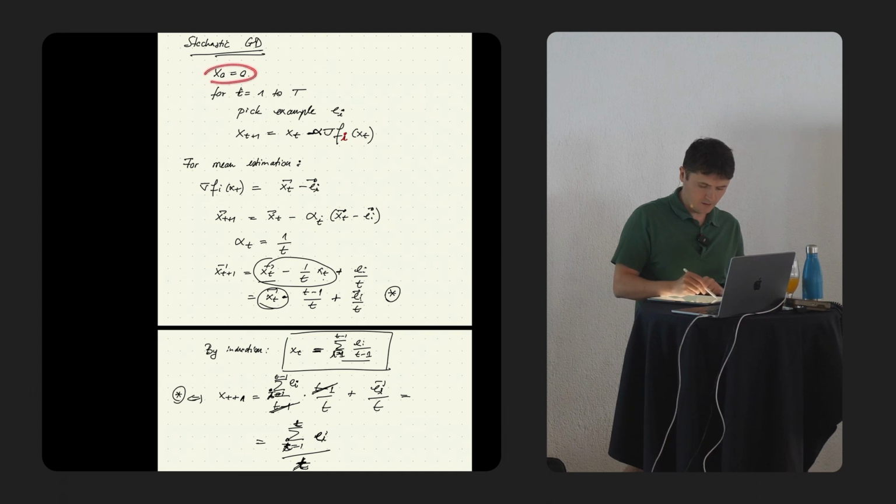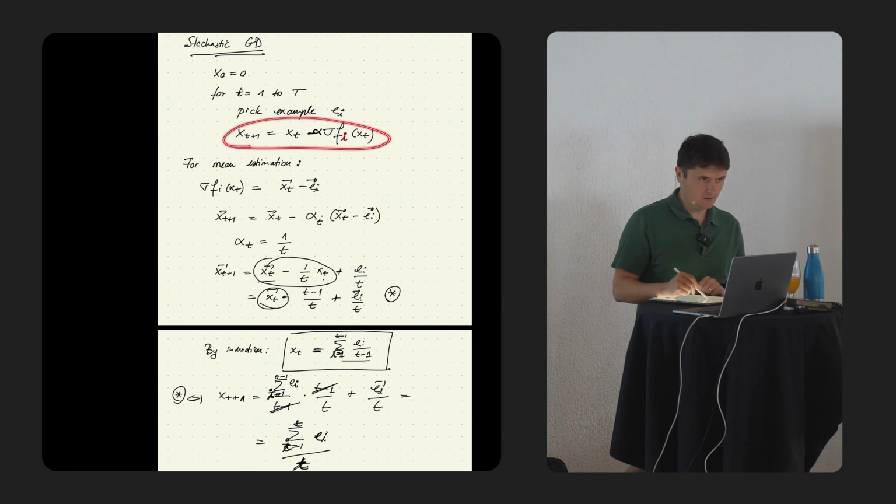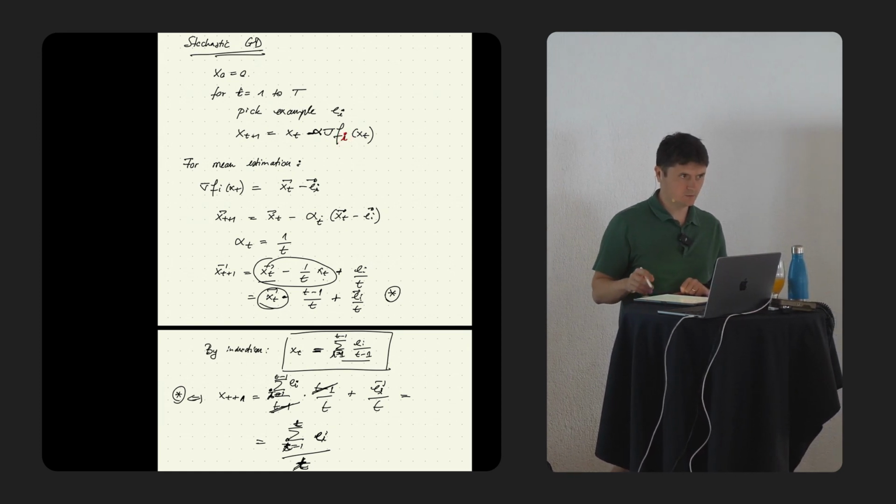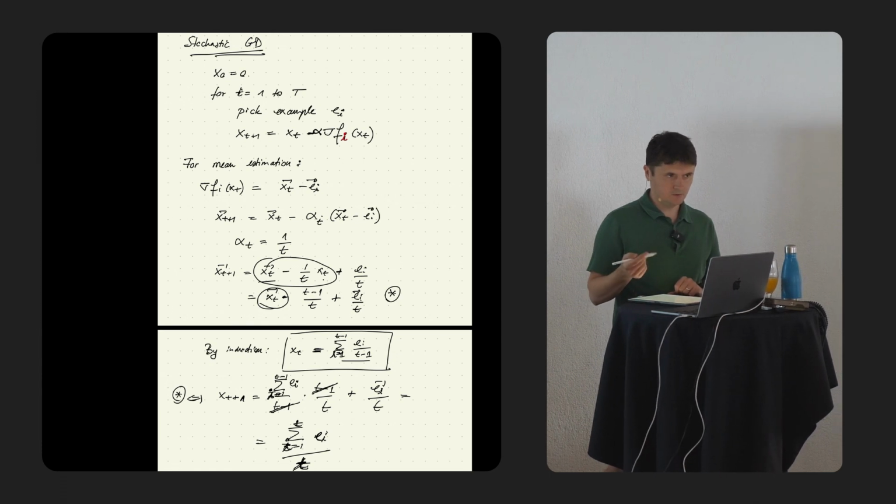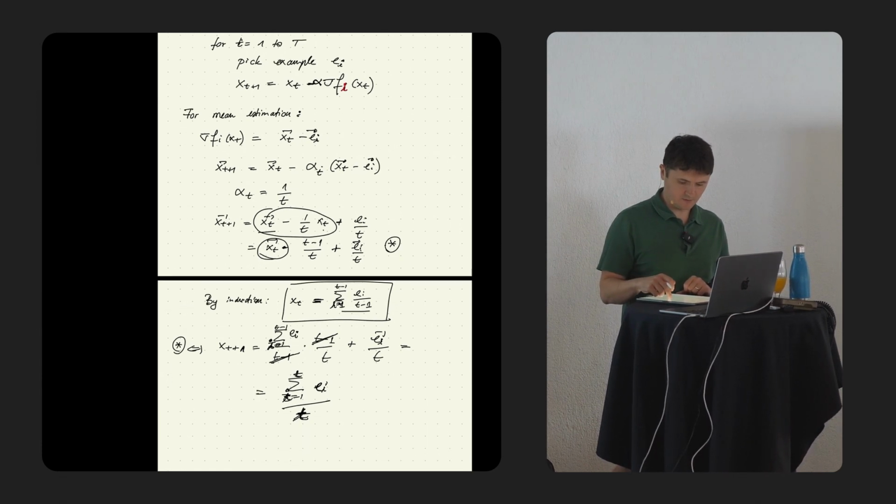So we're starting at a point x0, and then we're doing a bunch of iterations where at each iteration we pick an example EI, and then we're applying the update xt plus 1 equals xt minus alpha times the gradient of fi at xt, right? So basically the key difference from gradient descent was that we're doing things only with respect to specific examples.